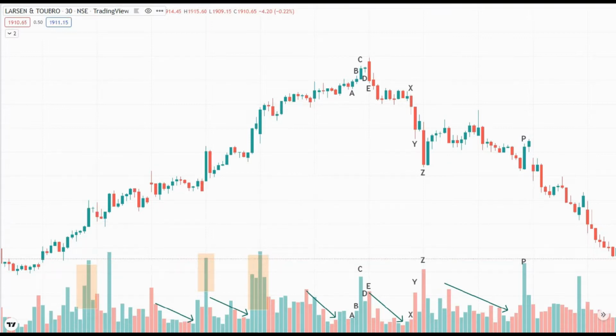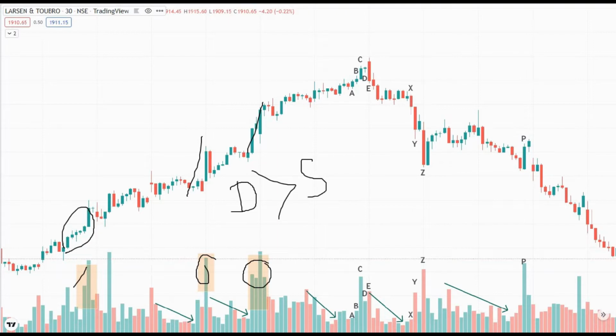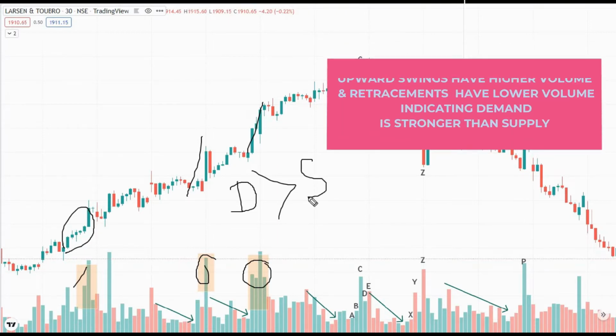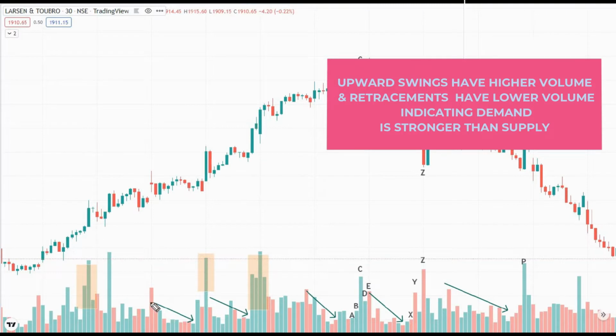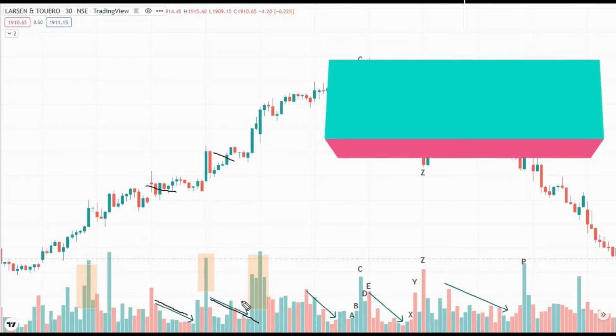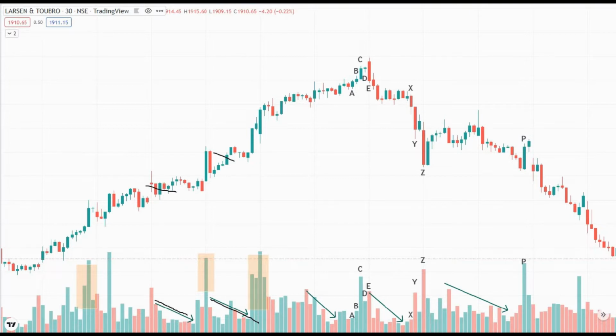Now compare the volume. When it is going up, the volumes are increasing. So this is indicating that this is a very strong uptrend and demand is very strong compared to the supply side. Now compare the selling legs. The selling legs have very low volume. So this is indicating that price movement is in accordance with the volume, and also the market is in a very strong uptrend. But from here what is happening?